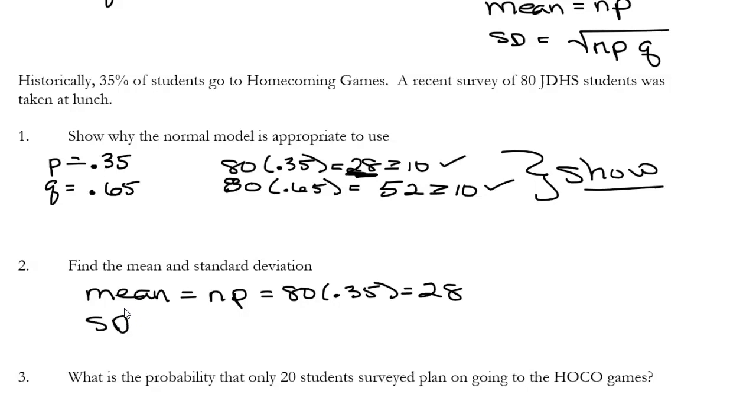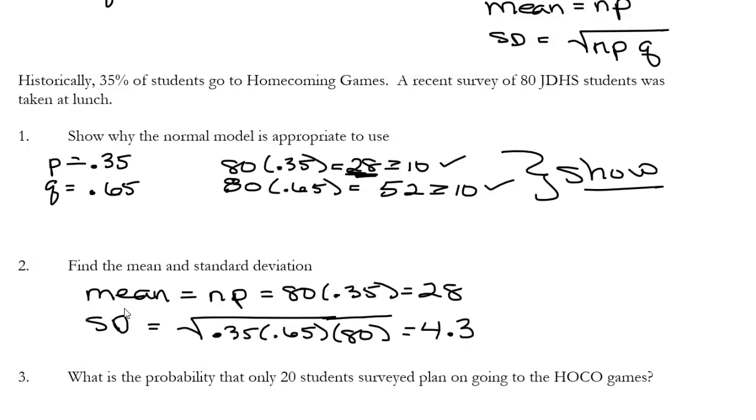And then the standard deviation is going to be the square root of 0.35 times 0.65 times 80. The order doesn't matter as long as you're multiplying the p, the q, and the n. And so this is 4.3.